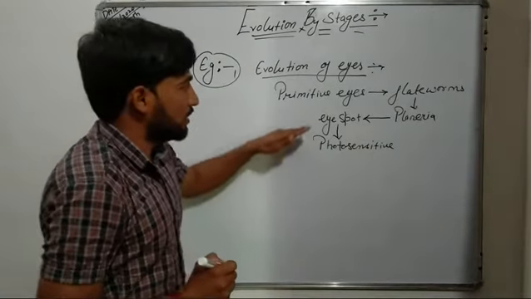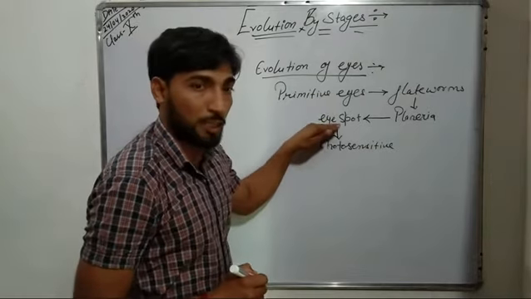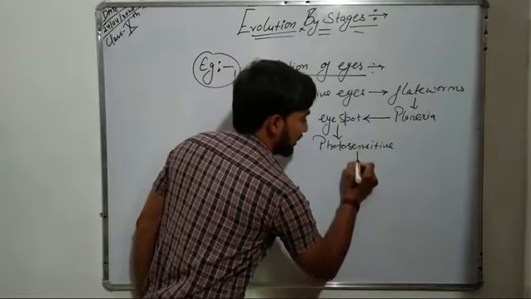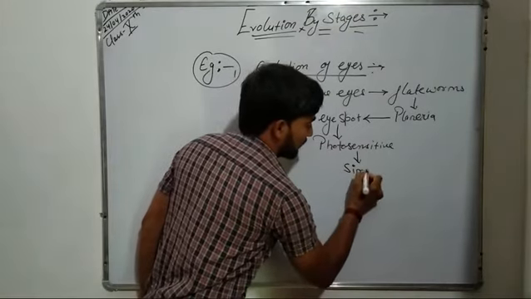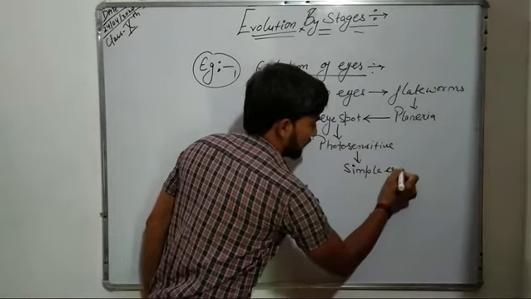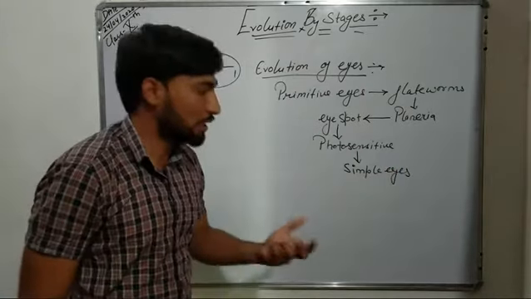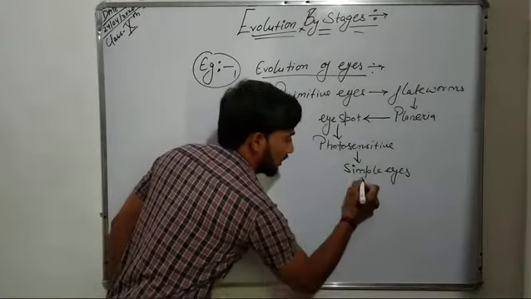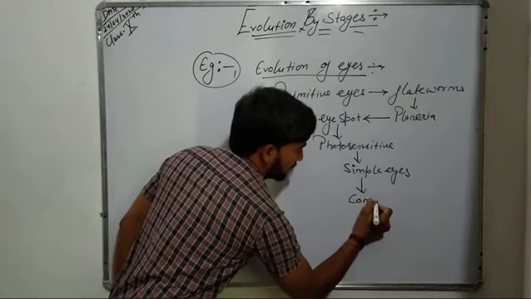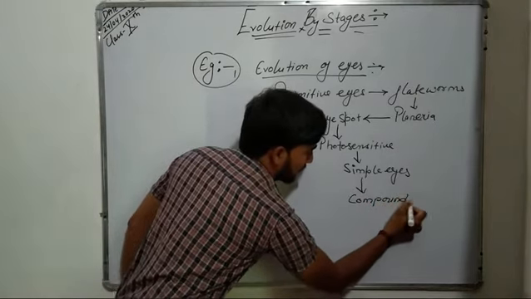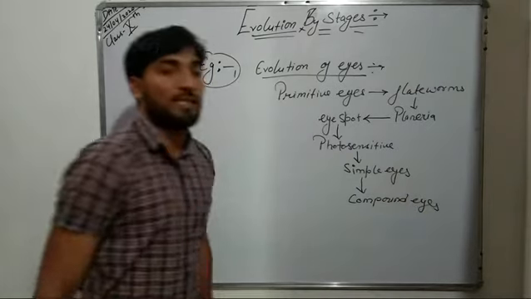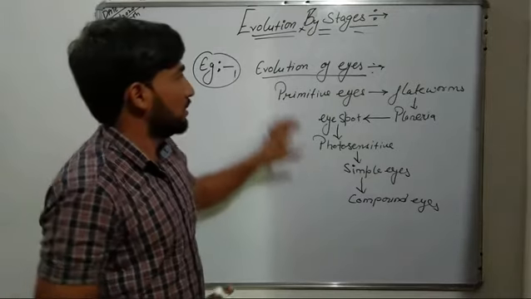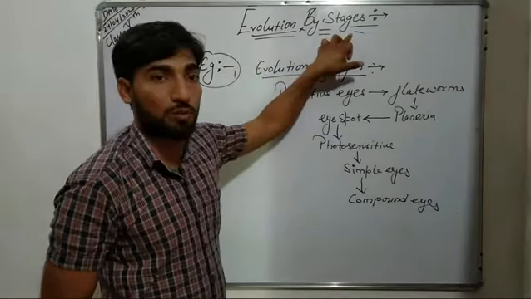Now these eyes, because they are present only in the form of eye spots and are sensitive to light, are known as simple eyes. But later on, due to variations and changes in these eyes, these simple eyes were converted into compound eyes through several intermediate stages. That means the process of evolution always occurs through stages.